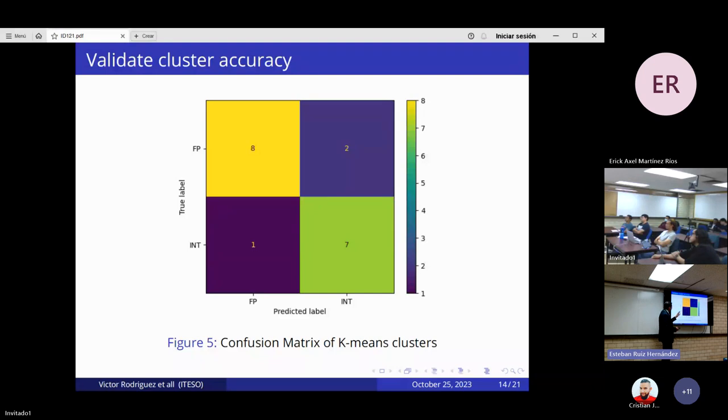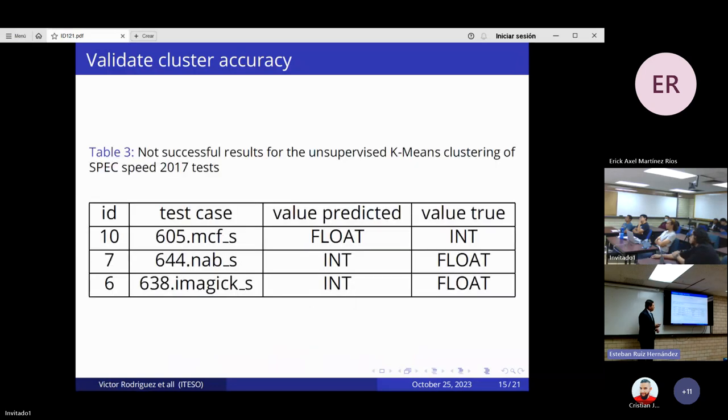We have three errors. We have one true label as integer that in the predicted was labeled as floating point, and two that were actually floating points, but were predicted as integer. So we only have three of them. Not a successful result for the unsupervised machine learning. We can see IDs 10, 7, and 6.